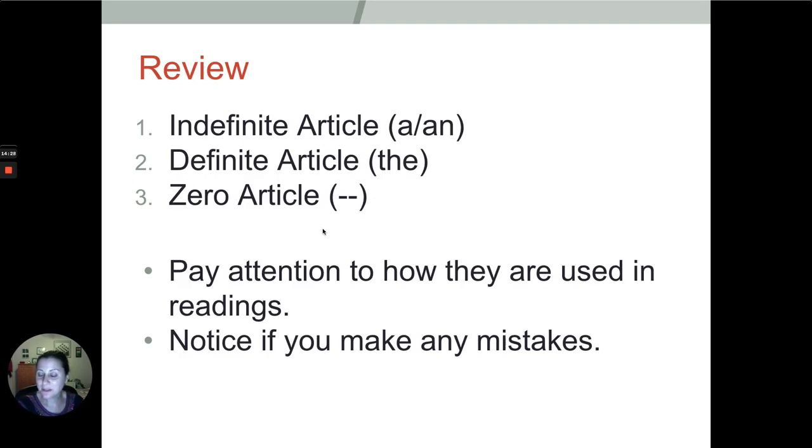How do you get better at using articles? I recommend paying attention to how they're used in readings and noticing if you make any mistakes in your writing. Okay, work with the teacher, me, or a tutor to help you notice those things. Okay, if you have any questions, please let me know.